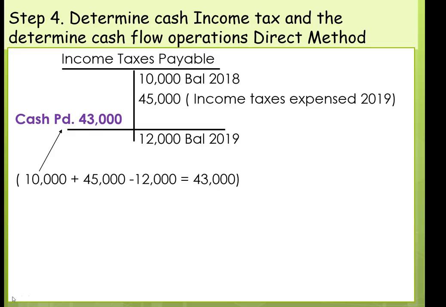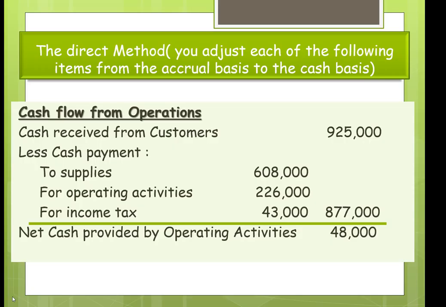Now I can go back and take a look at that. Now, here is what I get: net cash flow provided by operating activities, and that's how you do the direct method.